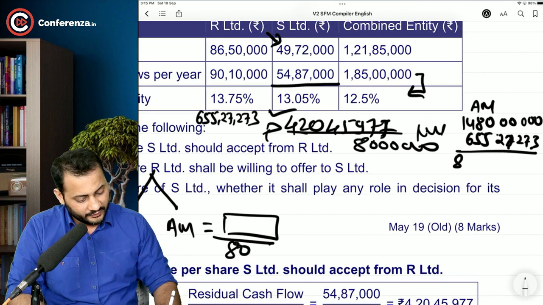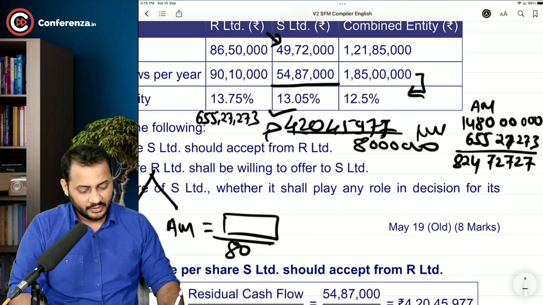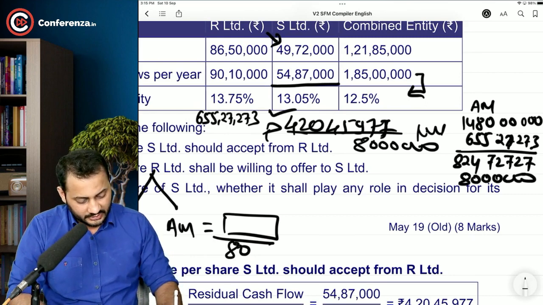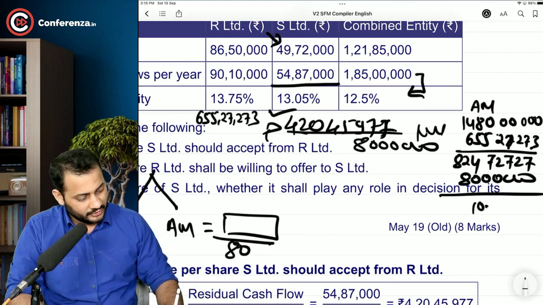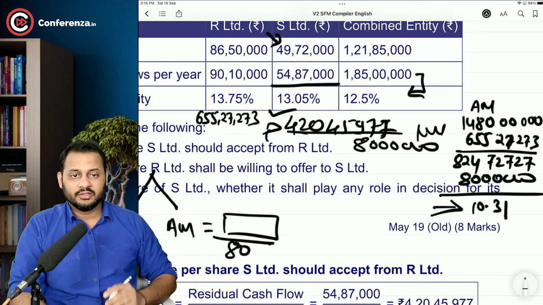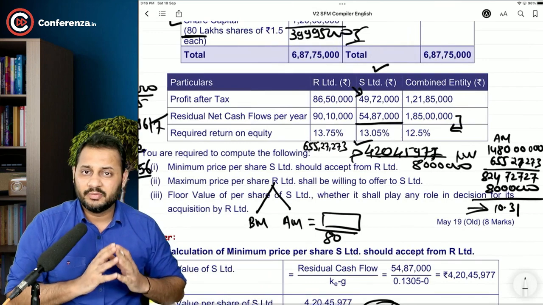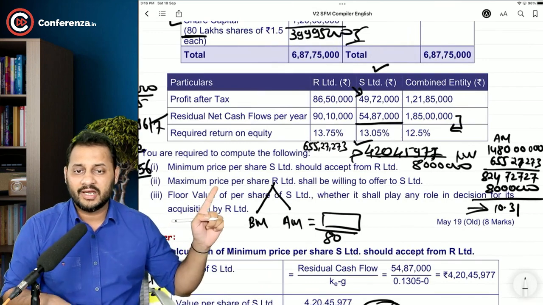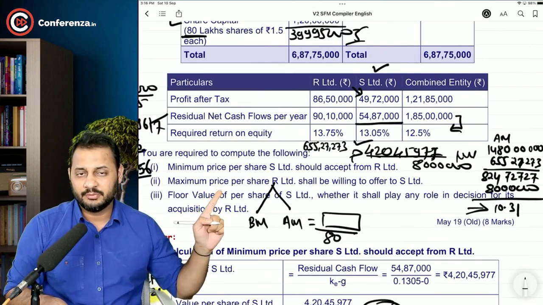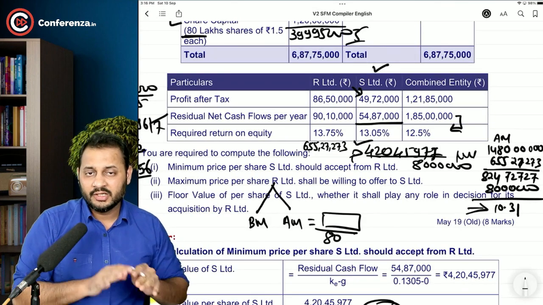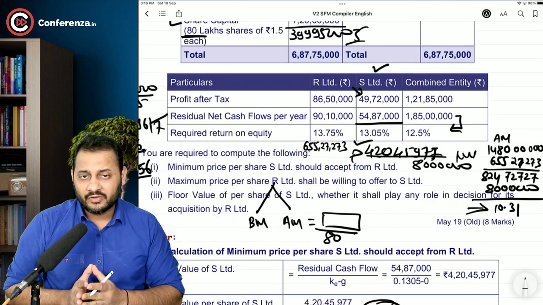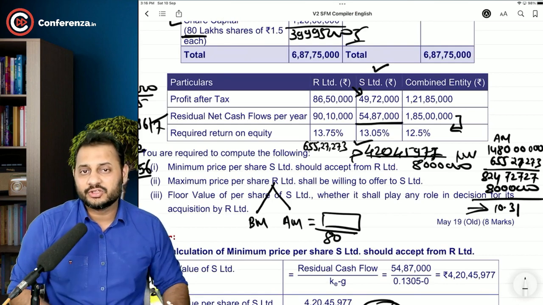And we are ready to give them 824 lakh 72,727 rupees. The total number of shares are 80 lakhs. Divide by 80 lakhs. It comes to 10.31. This is the maximum that R Limited will be willing to offer on every share of S Limited, because only at that 10.31 the R Limited, that is the acquirer, will be at no profit no loss situation.